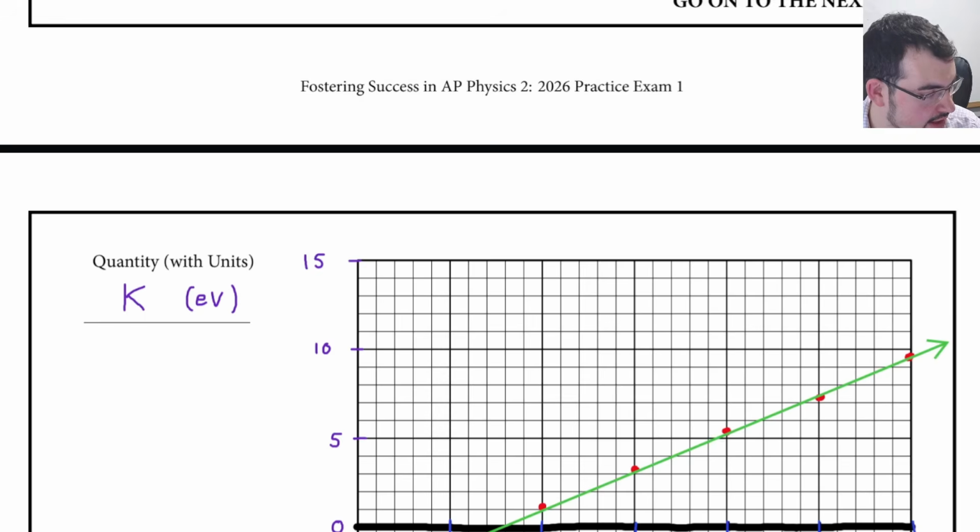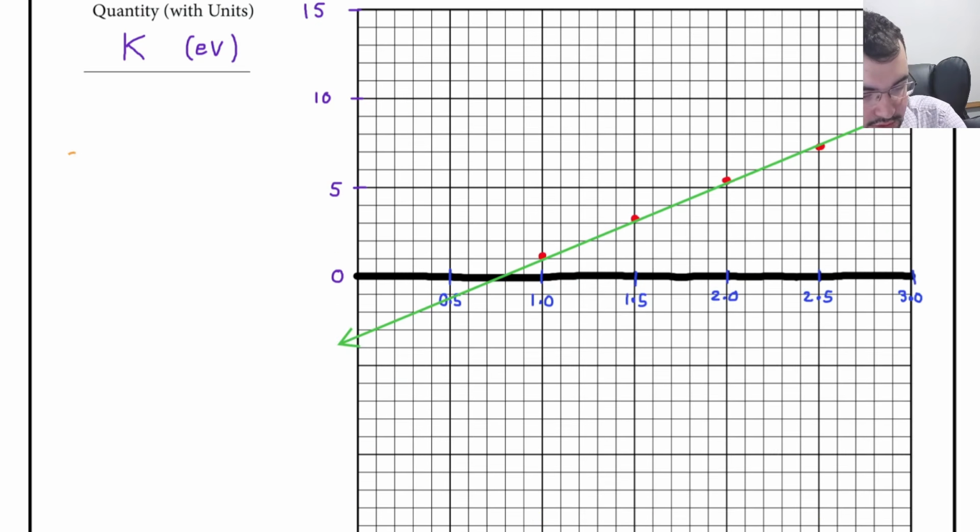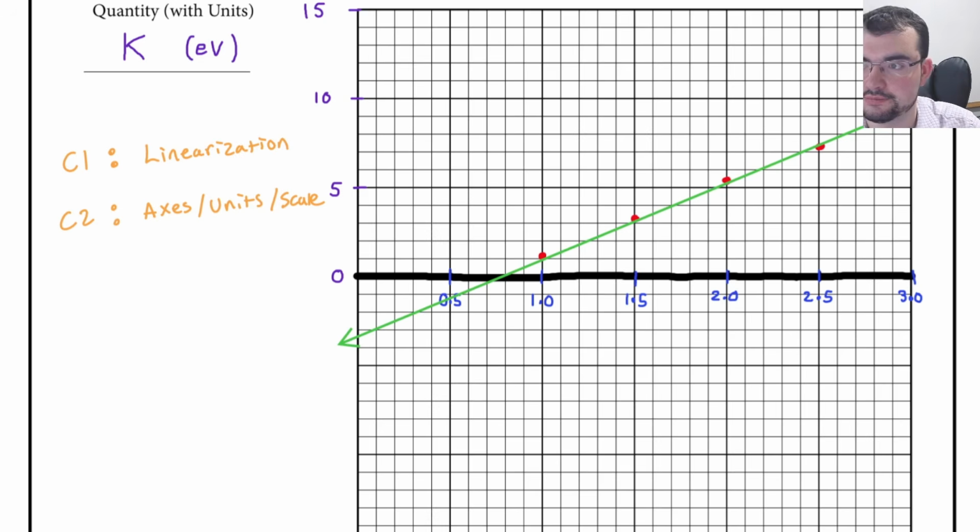But first, let's show you how you get the C points. So to get the C points, C1 is the linearization. So you had to pick something that's linear. You didn't have to transform anything for this one. C2 is the axes, units, and scale. So you had to name your axes, you had to put units on them, and you had to have a linear scale on each. C3 was for plotting the points. It's very rare someone loses C3. And then C4 is obviously our best fit line.